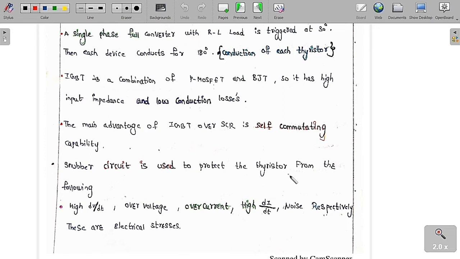Snubber circuit is used to protect the thyristor from the following: high dV by dt, over voltage, over current, high dI by dt, and noise. These are electrical stresses. So basically, snubber circuit is used to protect the thyristor from high dV by dt, over voltage, over current, high dI by dt, and noise. These are called the electrical stresses.